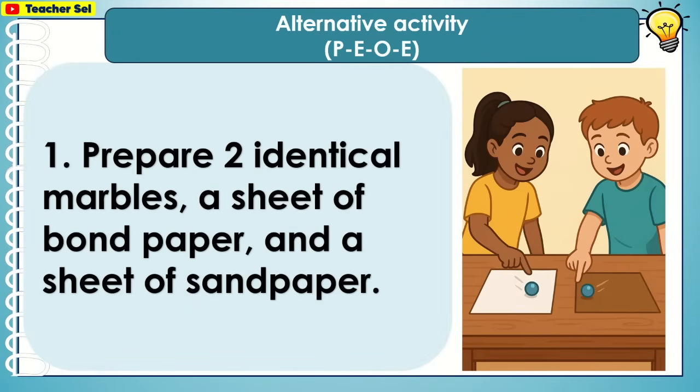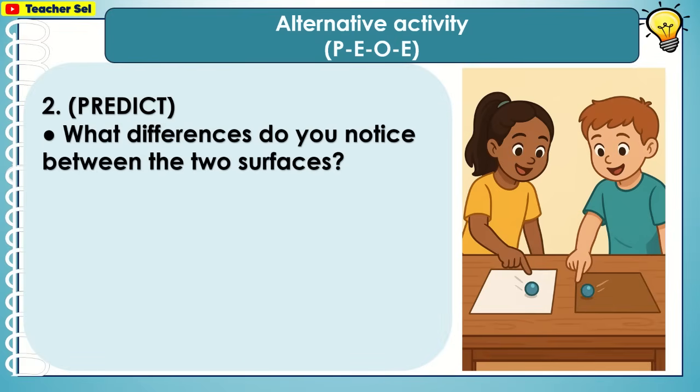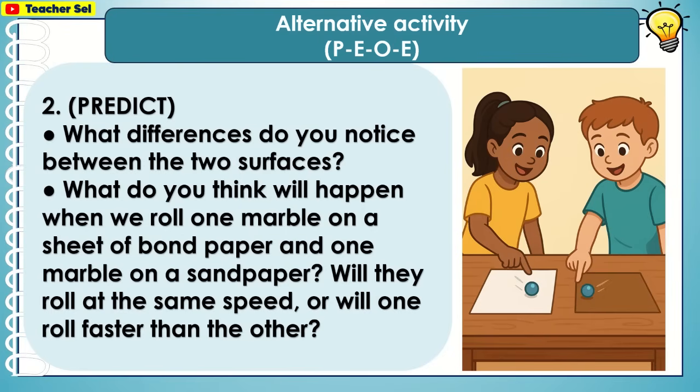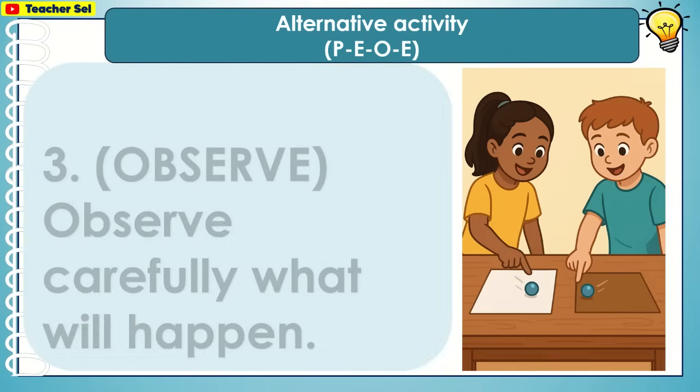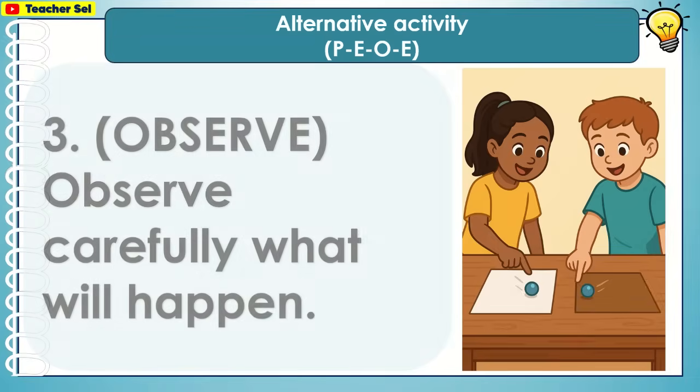Alternative activity. Prepare two identical marbles, a sheet of bond paper, and a sheet of sandpaper. Predict. What differences do you notice between the two surfaces? What do you think will happen when we roll one marble on a sheet of bond paper and one marble on a sandpaper? Will they roll at the same speed, or will one roll faster than the other? Observe. Observe carefully what will happen.